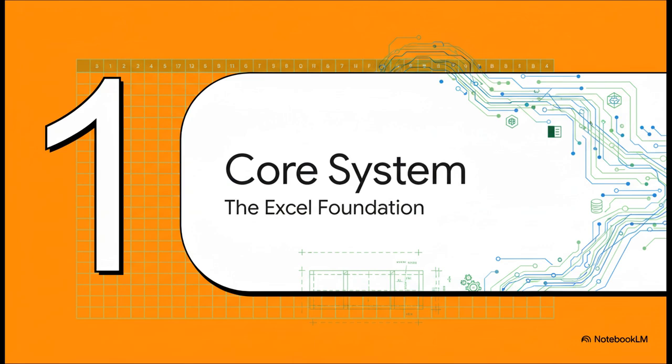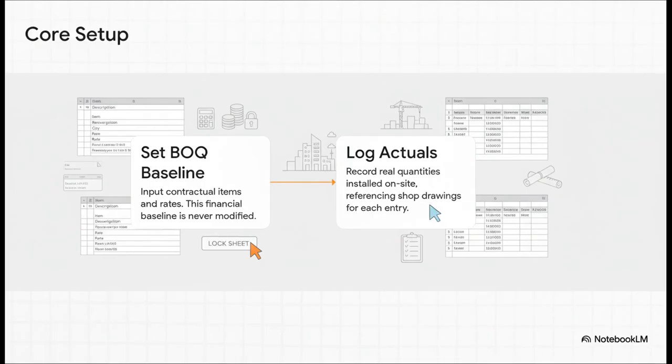Now, this is going to be our single source of truth for the entire project, so you really want to pay attention here. Getting this part right is absolutely crucial for everything that comes next. So our whole system really starts with two key tabs. First, the contract BOQ, which is our financial baseline. This has every single item, quantity, and rate that was agreed upon in the contract. And here's the rule. Once it's set, it is locked in. You never, ever change it.